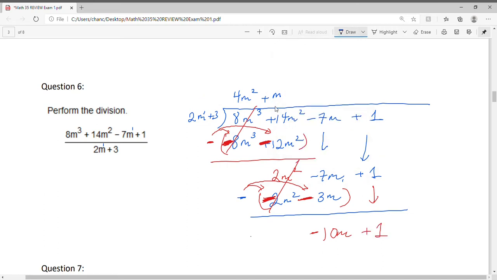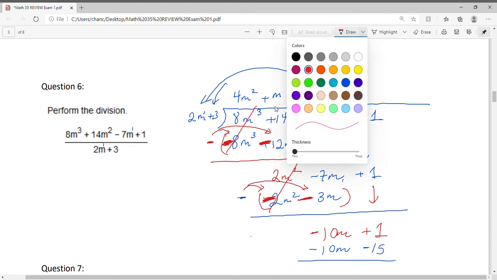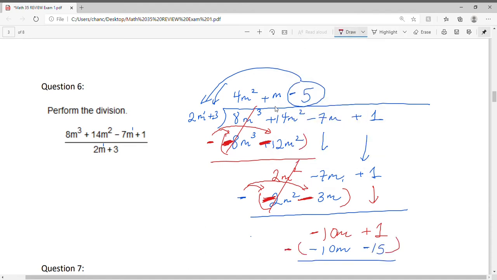Now we'll repeat the process. 2m times what gives us negative 10m? Well, that's negative 5. Then we'll multiply the negative 5 times our divisor. Negative 5 times 2m is negative 10m. Negative 5 times 3 is negative 15. Let's distribute a negative again throughout this expression. And that changes all of these to a plus.